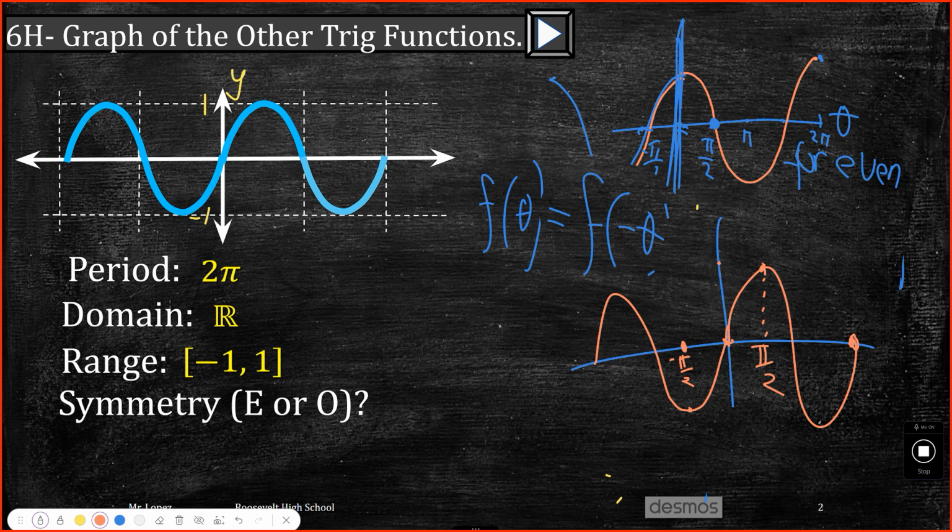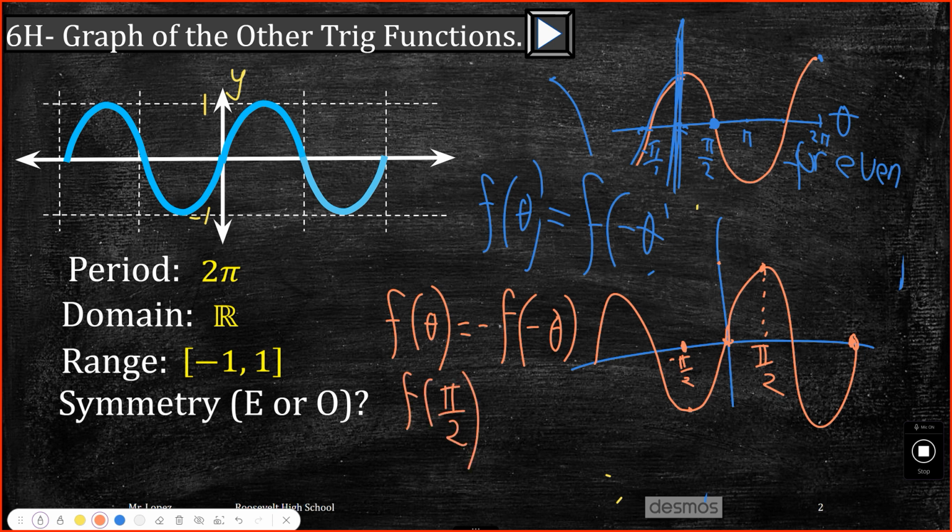So what are we going to say? Is this true then? Let's see. f of theta is equal to negative f of negative theta. Let me see if this is true. Now, I'm analyzing this, I'm not memorizing. So let's go. f of theta, where theta is pi by 2, is f of pi by 2. Is that equal to negative f of negative pi by 2? Is this true? What is f of pi by 2? f of pi by 2 is the y value. What is it? 1.